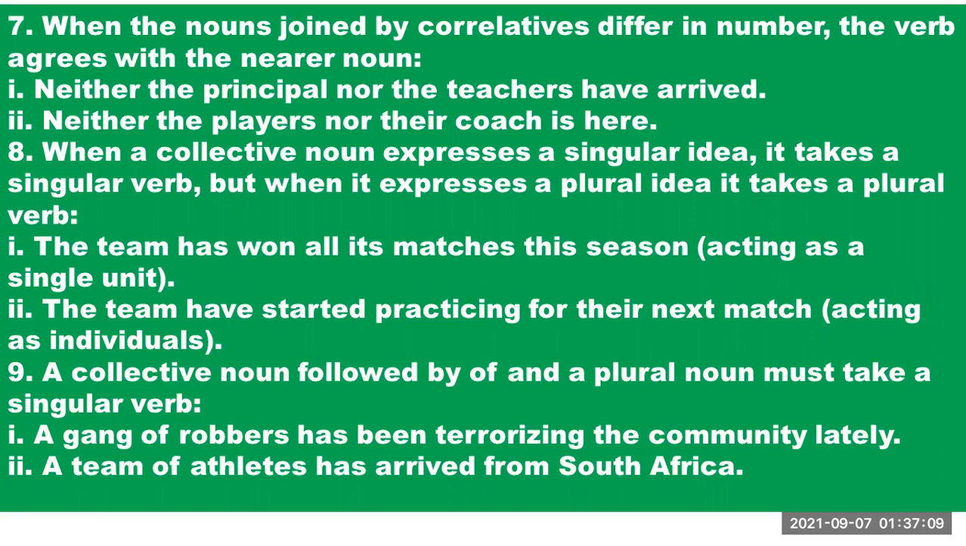Now, rule number seven. Let's now proceed to rule number seven. When the nouns joined by correlatives differ in number, the verb agrees with the nearer noun. This is what we call the rule of proximity. Now, the particular subject or the noun that is closer to the verb, all right, affects the verb.